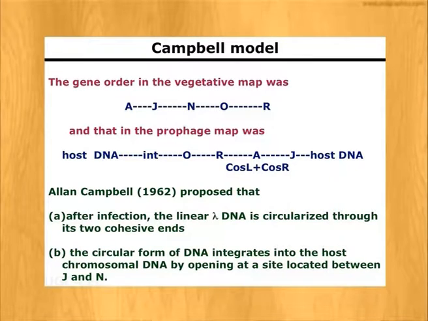Alan Campbell first proposed it in 1962. He proposed that after infection the lambda DNA circularized through the two cohesive ends and the attachment site is different from the cohesive end. So the circular form integrates into the bacterial chromosome by opening a site other than the cos site.